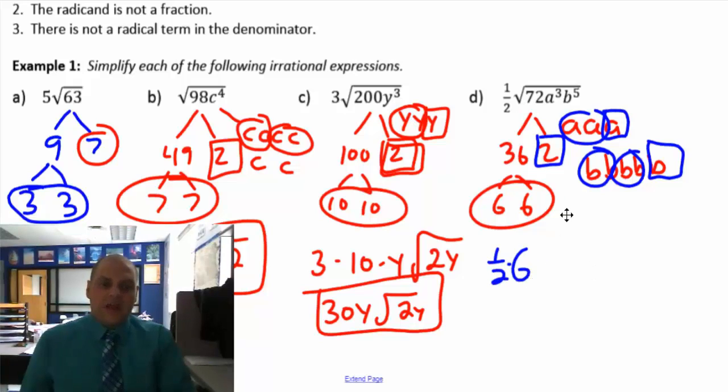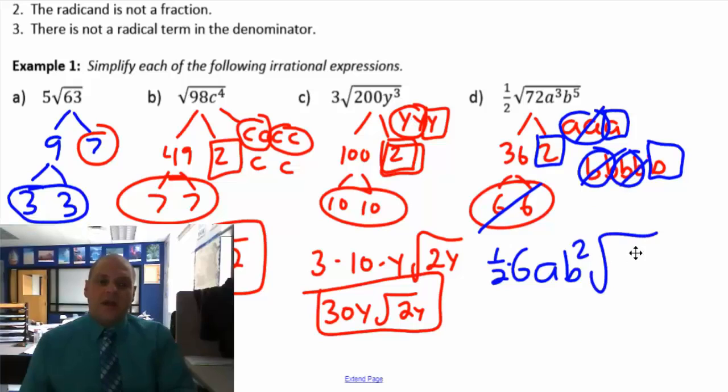So 6 times 1/2. I already did that. I already have an A and I have a B and a B, so I have AB squared. So 2 pairs of B's, that's B squared. And then what's got to stay under the radical? A 2, an A, and a B.